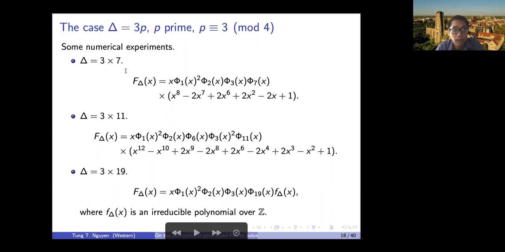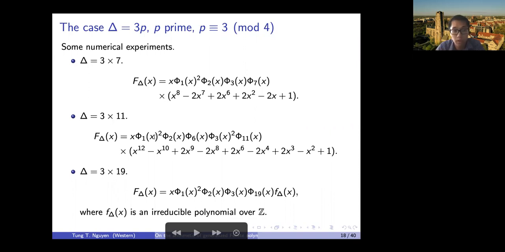We see that it has a factor of phi1, we know how to explain that. Phi2, we know how to explain that. Phi3 appears, but we don't know the multiplicity, but here it is 1, and we know phi7. So this is kind of a normal case, so you don't see anything unexpected. But the case where delta is 3 times 11 is a new phenomenon.